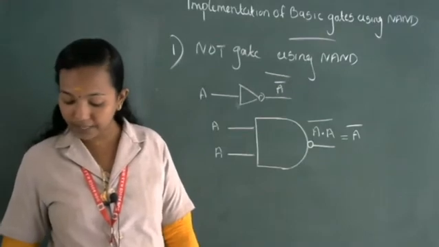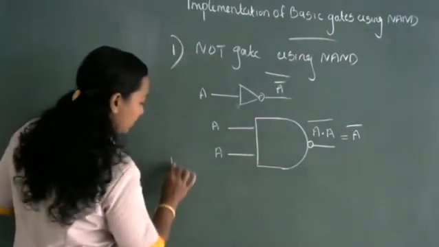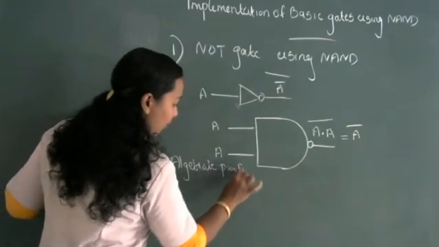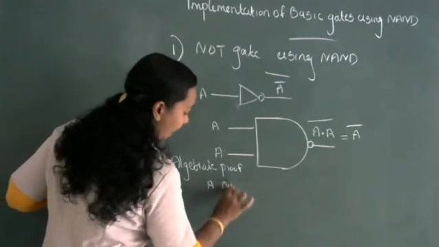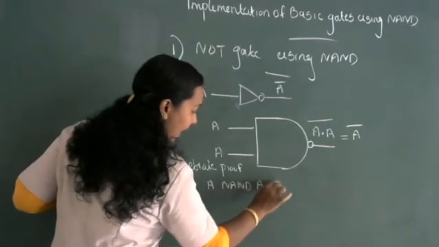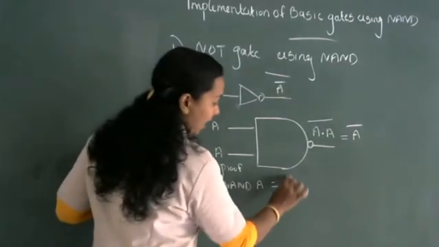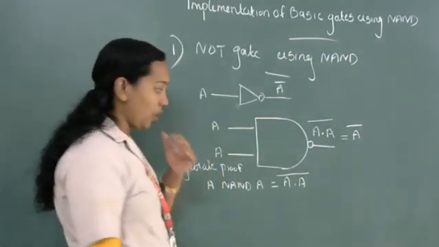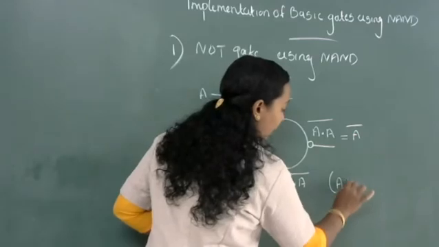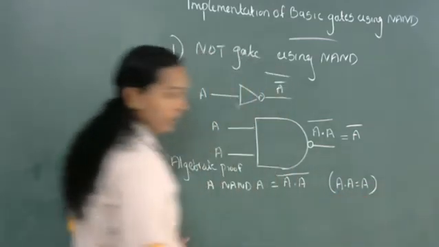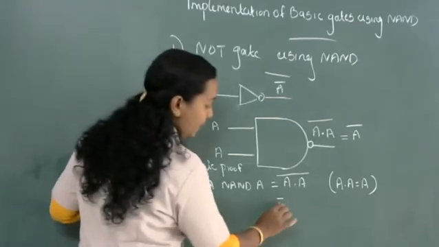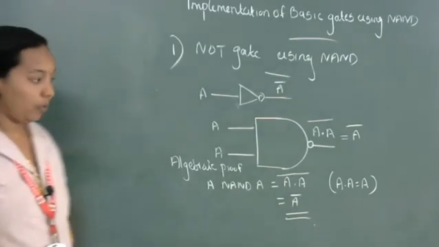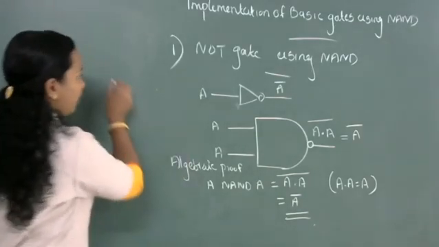So what is the algebraic proof for this? A NAND A is equal to A dot A all complement. A dot A is equal to A itself. So A dot A all complement we can write as A complement. So hence the theorem is proved. Then the truth table also we can draw.